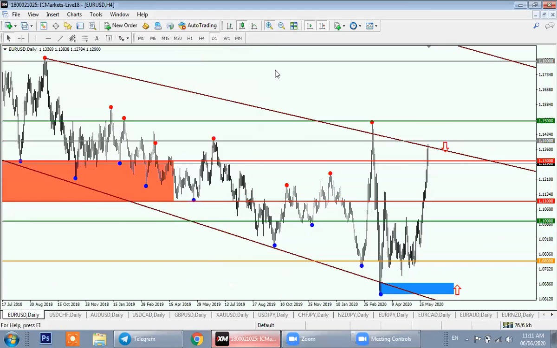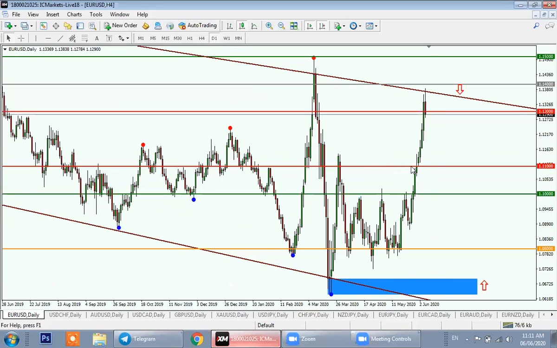Price broke above our first resistance, and now it's sitting around our next resistance.